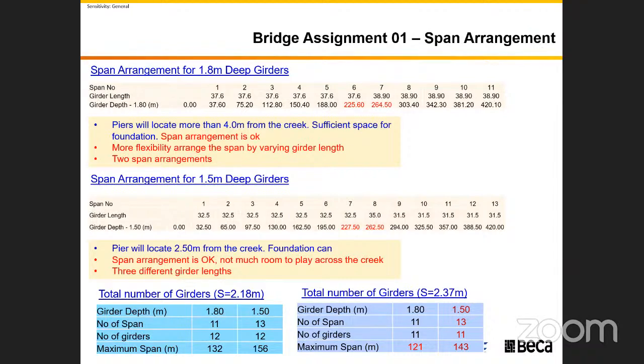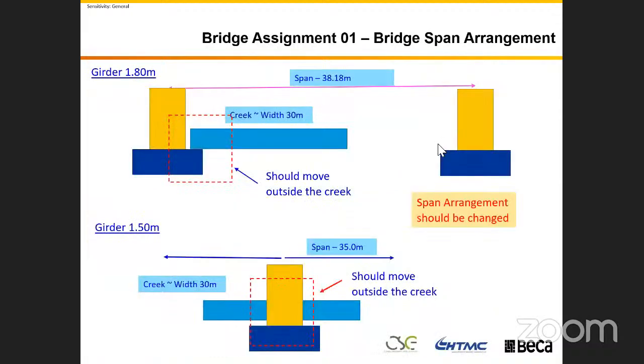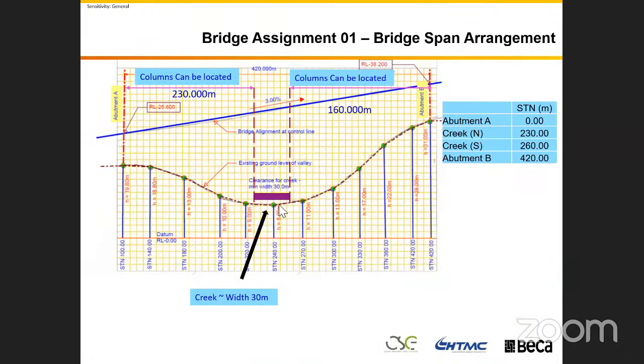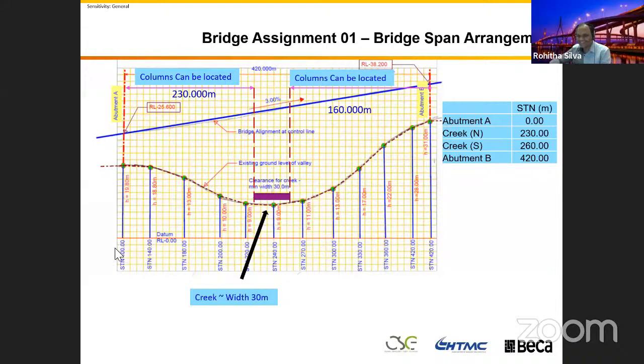So one more clarification. In the bridge alignment data you gave, the abutment A is located at the station 100. Then the abutment B is located at the station 420. I thought that the bridge length is 320. Oh, sorry, it should be 0. Yeah, I think it should be 0. I put the length of the bridge 420 on the top. Sorry about that. Thanks for pointing out that one.